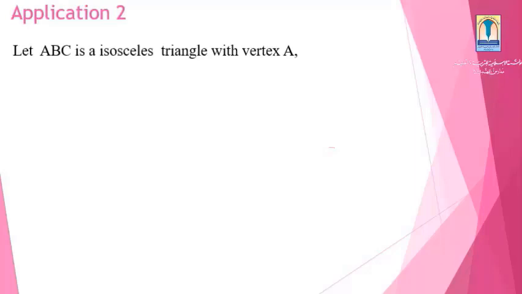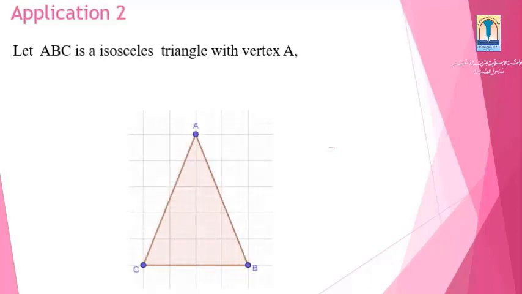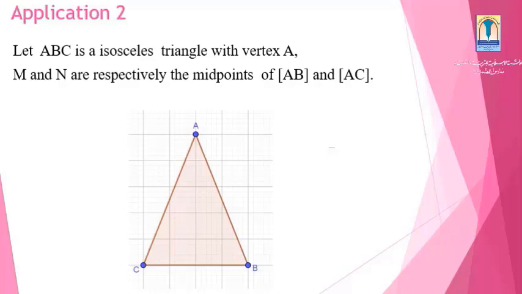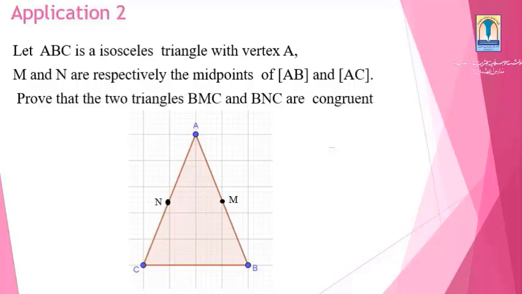Our second application, please again prepare your sheets and your rulers. Let ABC be an isosceles triangle with main vertex A. M and N are respectively the midpoints of segment AB and segment AC. We need to prove that the two triangles BMC and BNC are congruent. Please take 5 minutes to prove these two triangles congruent, and then we will share the solution.